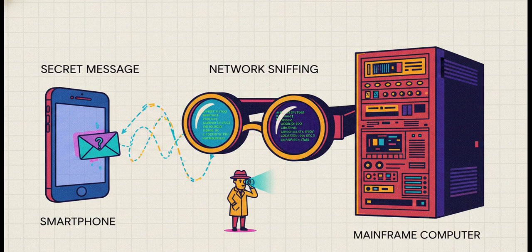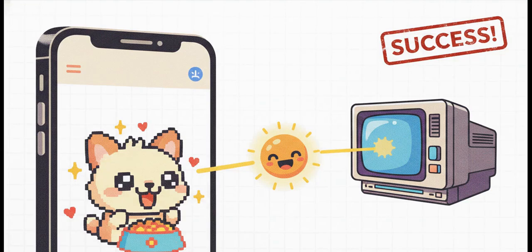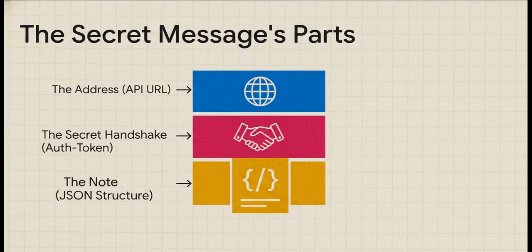And with our detective tools, we can actually read that secret message. The big computer gets the note, reads it, and goes, "Oh, you want to feed the pet?" Got it. And it sends a happy message back that says, "Yummy food." And look, our app gets the message, and now our pet is happy and fed. We just saw a whole secret conversation. Yay! So what was in that secret message?